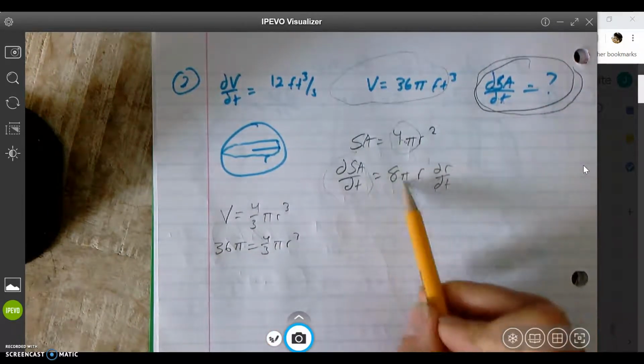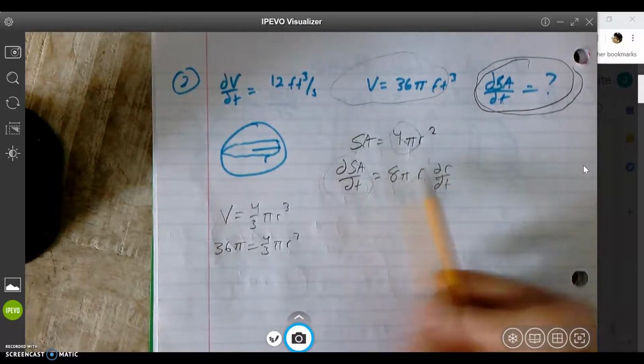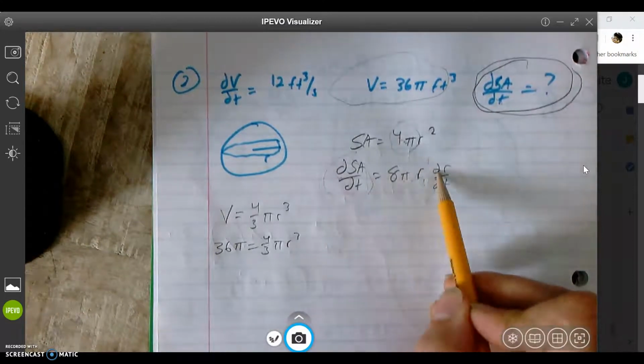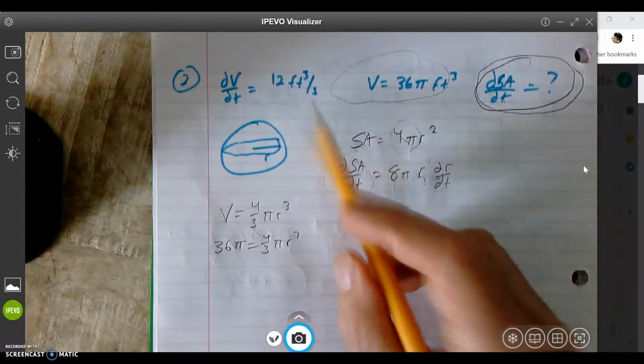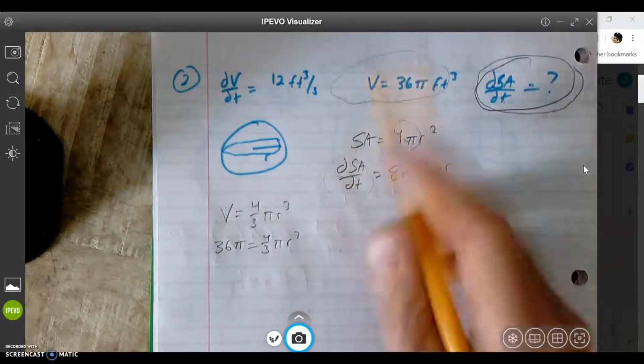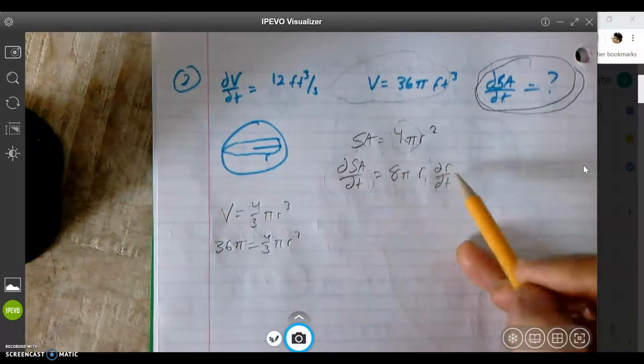So all I'm doing is I'm hunting down what I need. So I know this is what I need right here. I need to get r and dr/dt. So I'm hunting them down using my given stuff. They must have given me this for a reason, so I've got to use all my information to figure out how to get r and dr/dt.